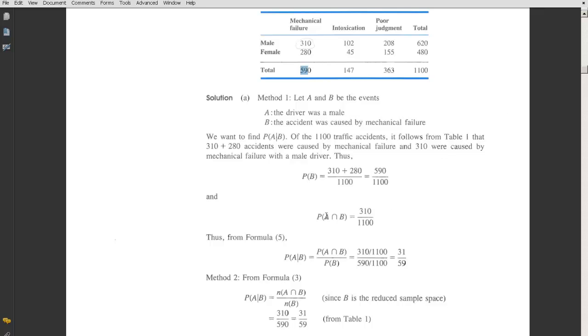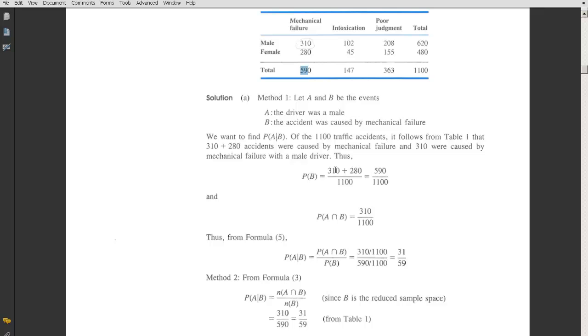So the probability of A intersect B is what? Here's A intersect B. Probability of that is 310 out of 1100. So that's here. Thus, from formula 5, the probability of A given B is this divided by that. That's what we said the formula is. Probability for A given B is probability of A intersect B divided by the probability of B.